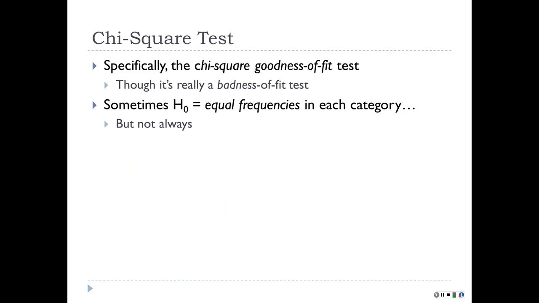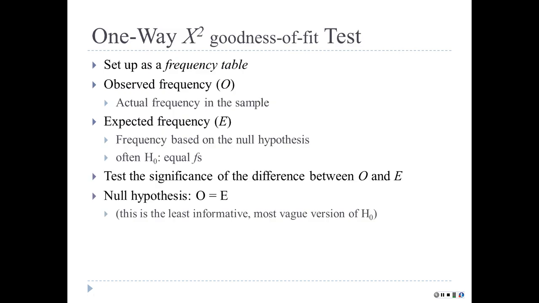So the chi-square test, the goodness of fit test, is really a badness of fit test, and sometimes the null hypothesis is even-steven, meaning equal frequencies in each category. And if you can't think of anything else, go with that one. But not always. Sometimes there are much more reasonable things that aren't even-steven. So we set this up as just a frequency table, and I always picture it as a bar chart or a histogram. And we look at the observed frequency, the frequencies that actually occurred in our data in each category, and then we also write in that table the expected frequency.